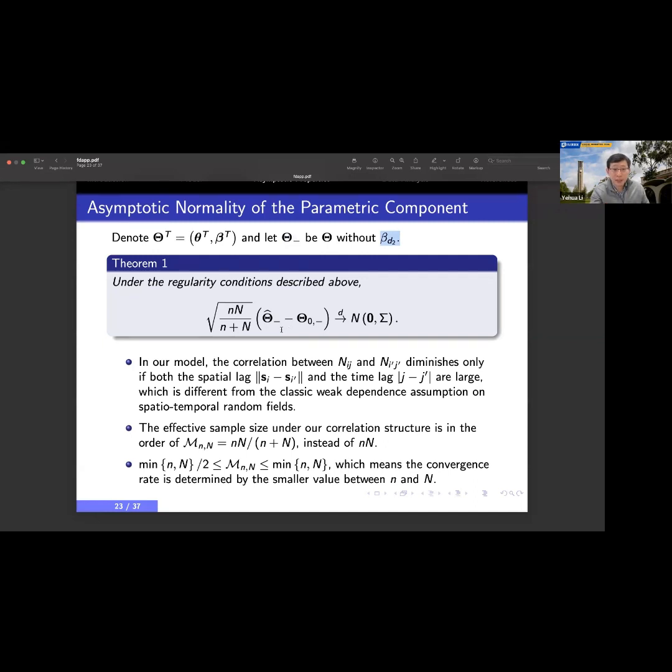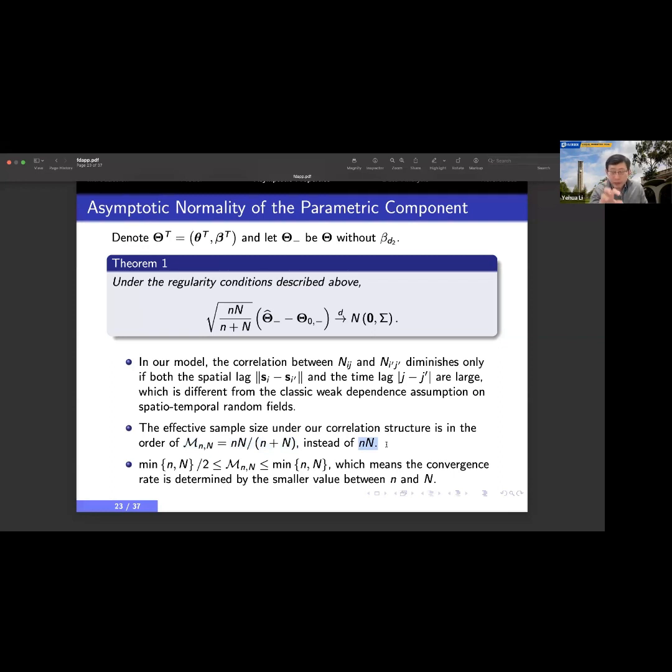But what's new here? I want to point you to this point here. It's asymptotically normal, but what's different is that we show the effective sample size under the correlation structure we're considering is little n times capital N divided by the sum of the two. This is very, very different from typical spatial temporal data under weak dependence. Under a typical weak dependence covariance structure, you would assume the correlation decays in a three-dimensional distance. So spatial and temporal, you have three-dimensional indices.